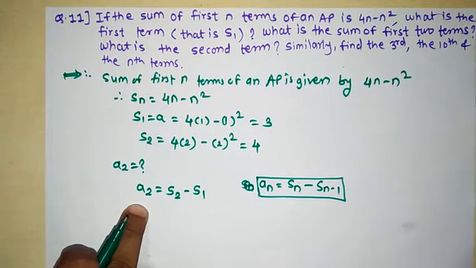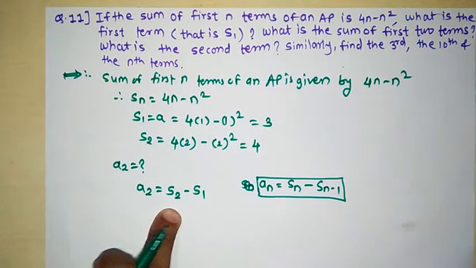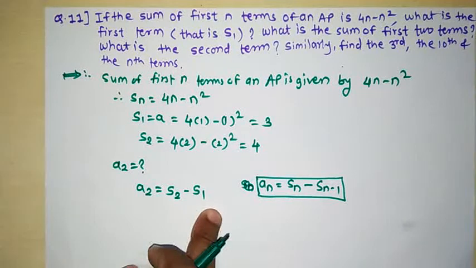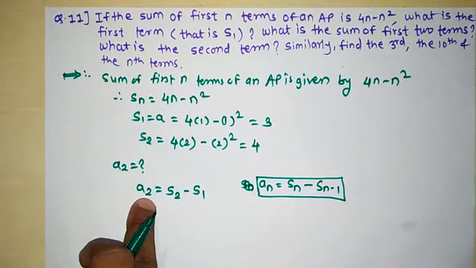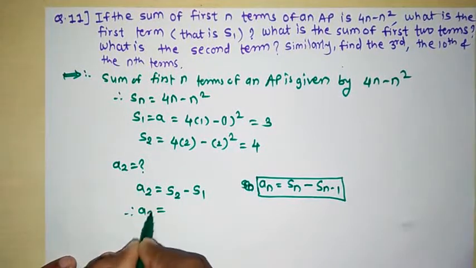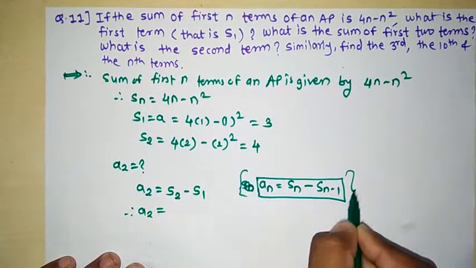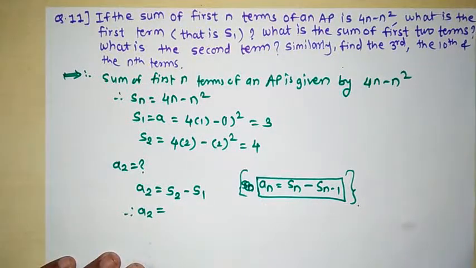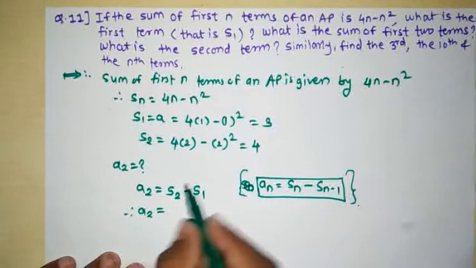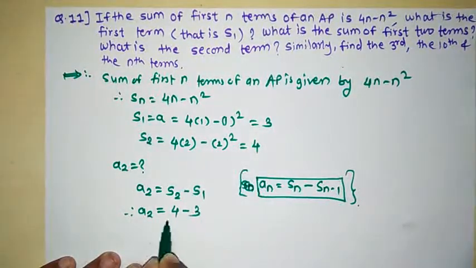Here, A2 is the second term. Second term is equal to the sum of the first two terms minus the sum of n minus 1, that is 2 minus 1, which is S1. Therefore A2 is equal to S2 minus S1. This is only the recalling part, no need to write. What is the sum of the two terms? That is 4 minus S1. What is the value? That is 3, which is equal to 1. Therefore, here we got A2 is equal to 1.